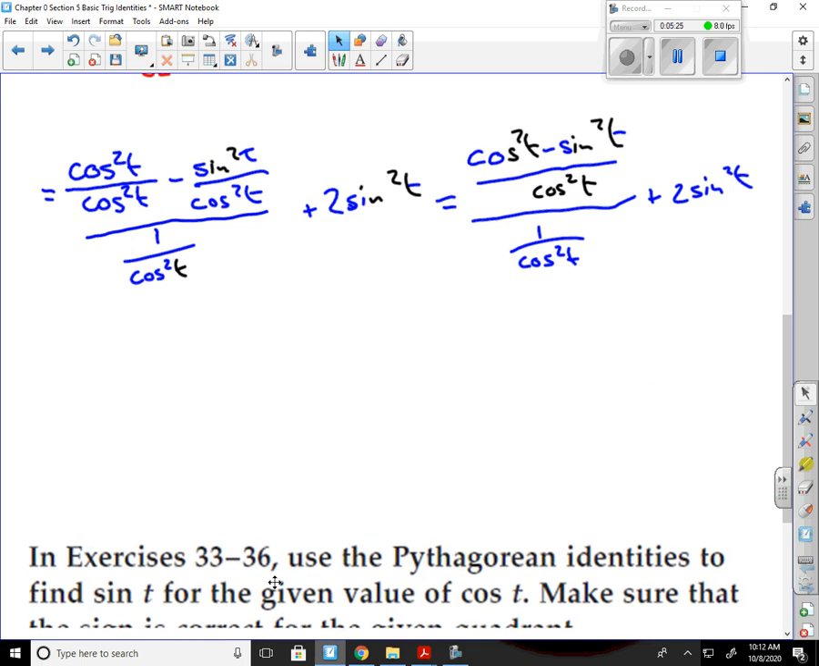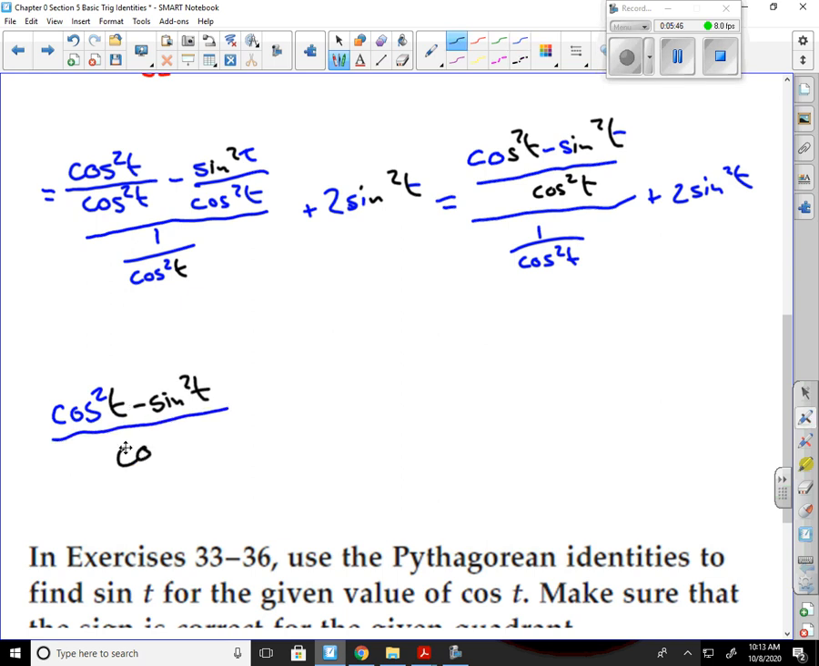Oh, it's getting good now. Flip the denominator and multiply this. So that gives me cosine squared of t minus sine squared t over cosine squared t times, I'm just flipping this denominator and multiplying, cosine squared t over 1.